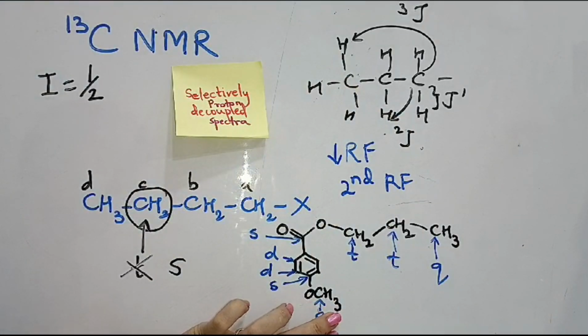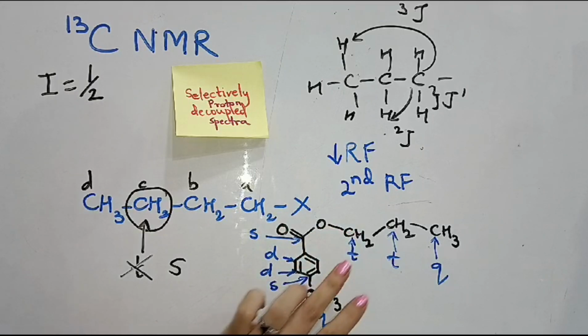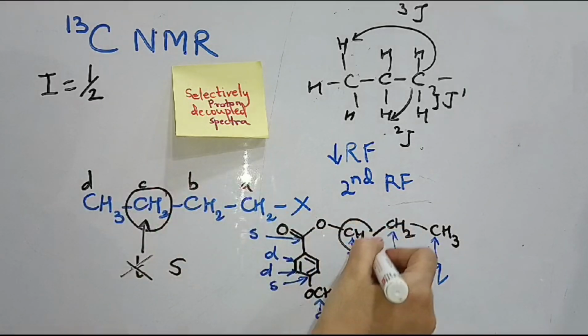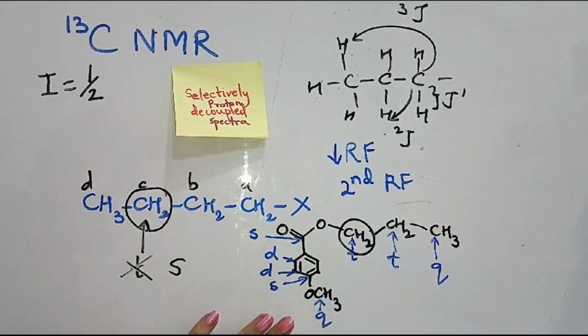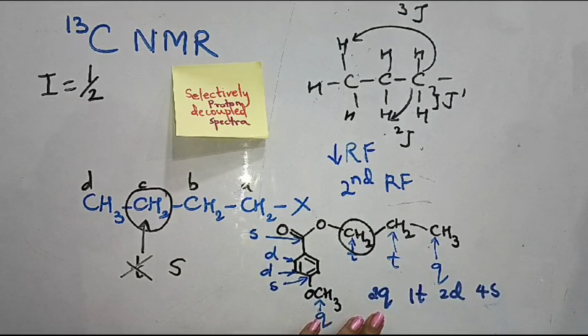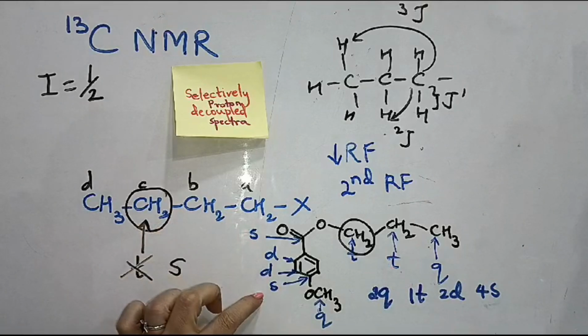There is OCH3 here and OCH2 here. In off resonance spectra, these two may overlap. Then selective decoupling is done. That is, this one is selected frequency corresponding to OCH2. Then this spectrum gives 9 signals, that is 2 quartets, 1 triplet, 2 doublets and 4 singlets.